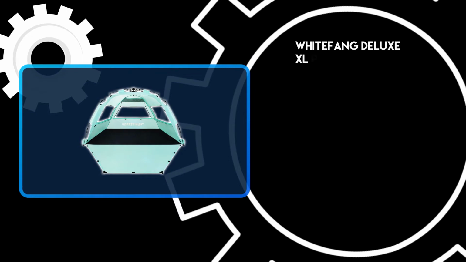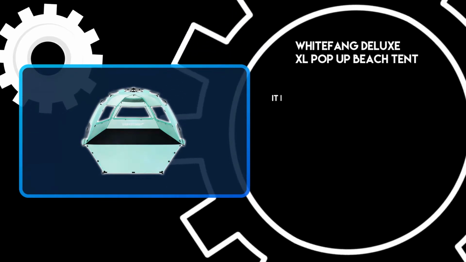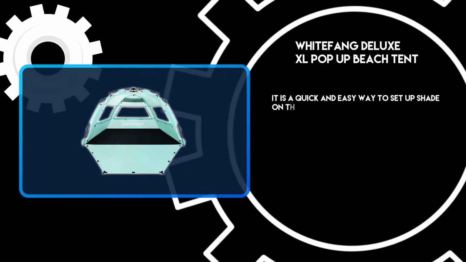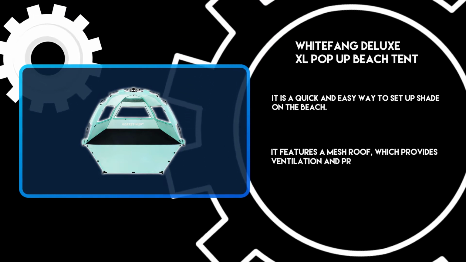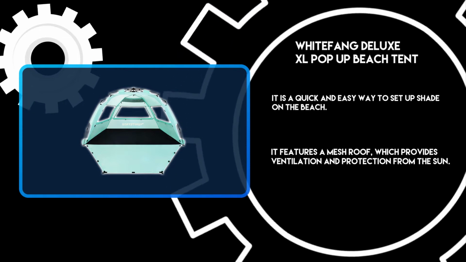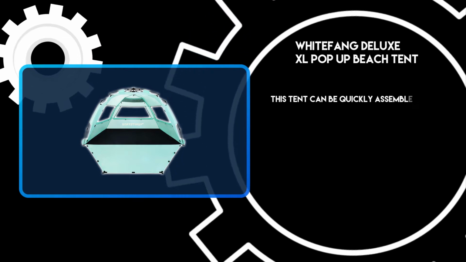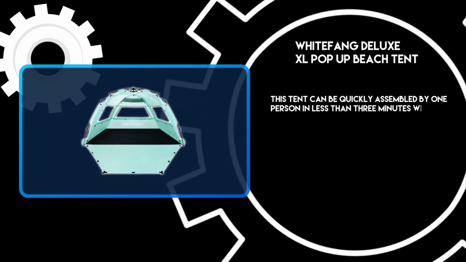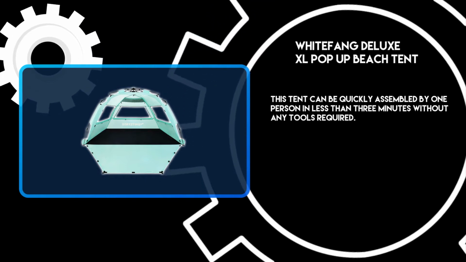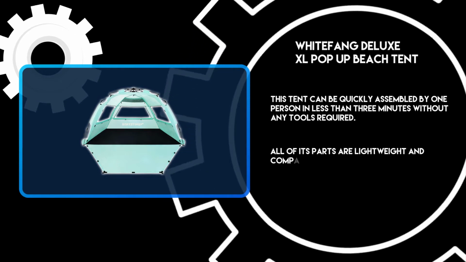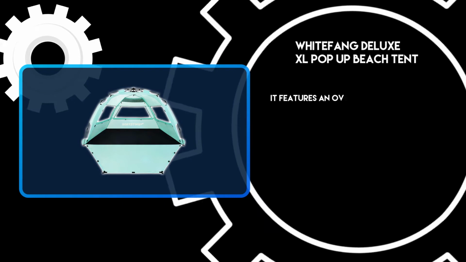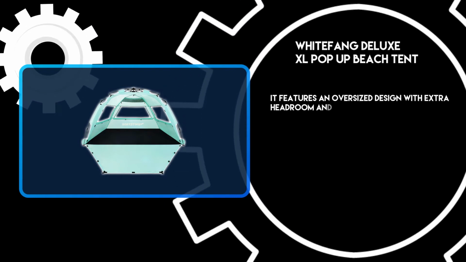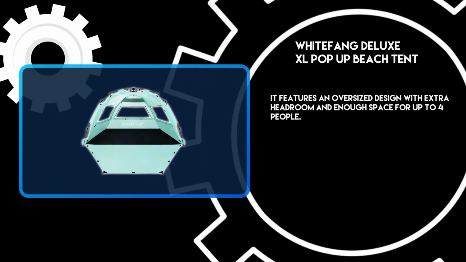At number 3. WhiteFang Deluxe XL Pop-Up Beach Tent. It is a quick and easy way to set up shade on the beach. It features a mesh roof, which provides ventilation and protection from the sun. This tent can be quickly assembled by one person in less than 3 minutes without any tools required. All of its parts are lightweight and compact for easy storage when not in use. It features an oversized design with extra headroom and enough space for up to 4 people.